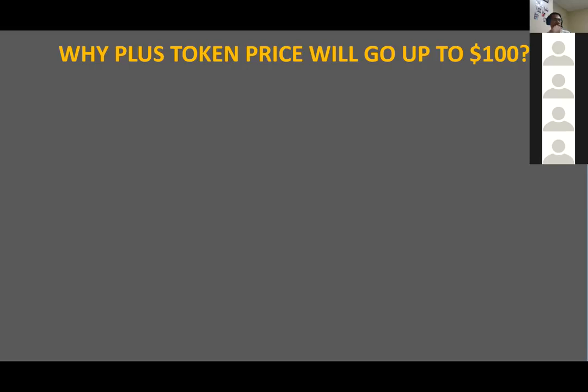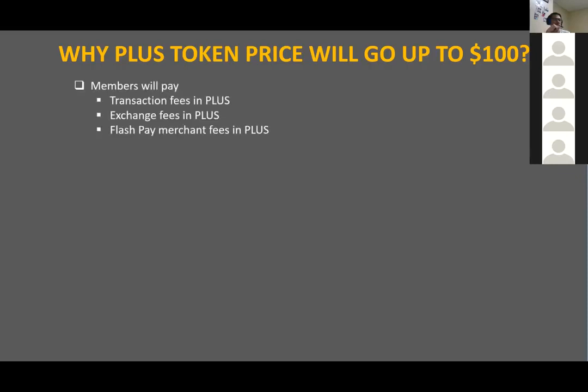So why will the Plus token continue to go up over time? Because members will pay transaction fees in Plus token. They will pay their exchange fees in Plus token. The Flash Pay merchant fees will be paid in Plus coin. So the whole ecosystem will revolve around this central coin, the Plus coin. Members will continue to receive their 10% a month rewards from the arbitrage trading in Plus coin.